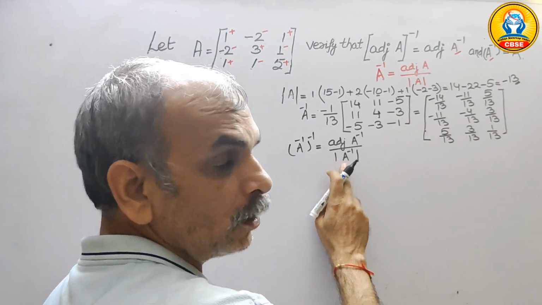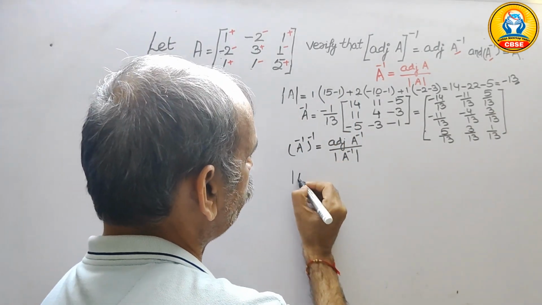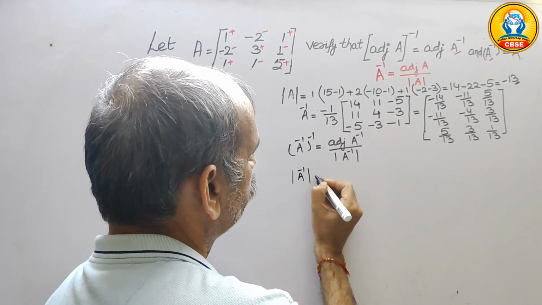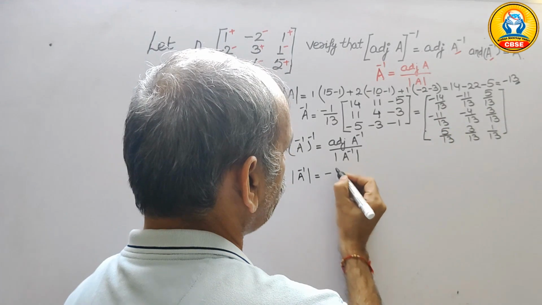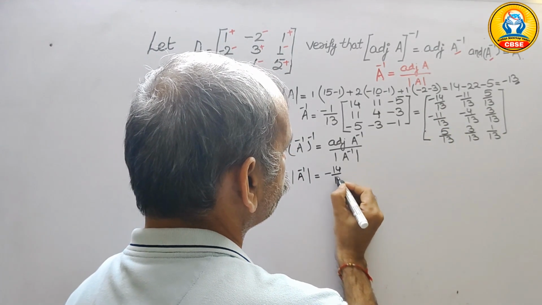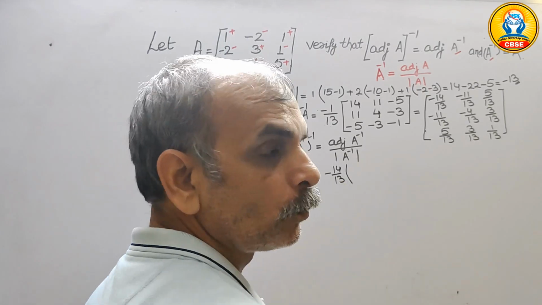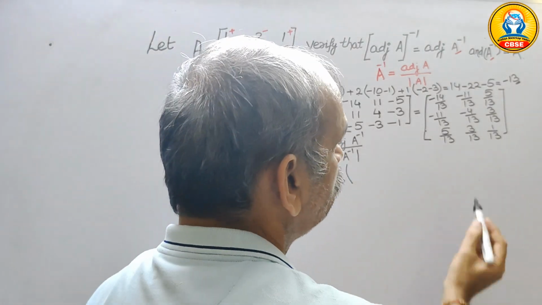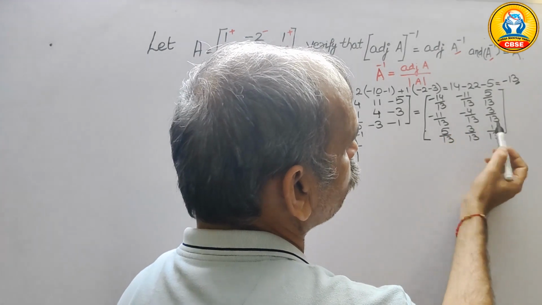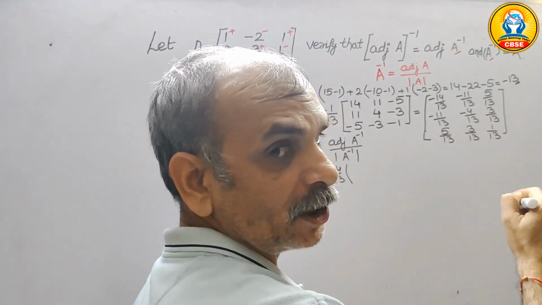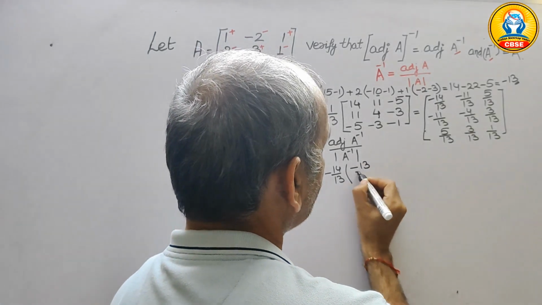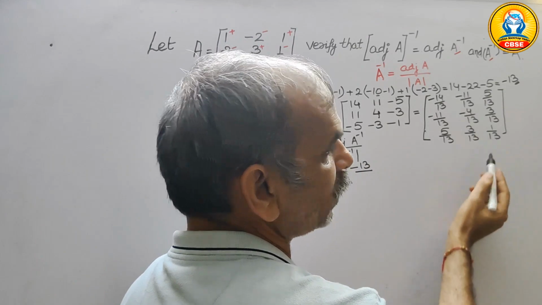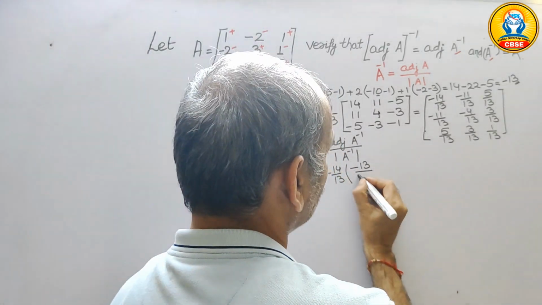Next we have to go for determinant of A inverse. That is equal to, first is minus 14 by 13 into, what we will get, see this, this is minus 4, minus 9 is minus 13. So we will get minus 13 by 13 into 13, denominator is 169.